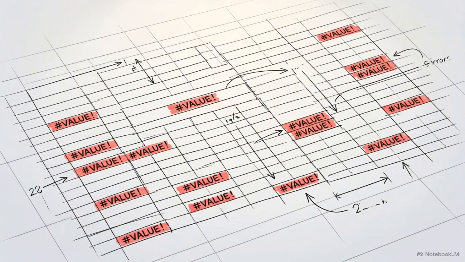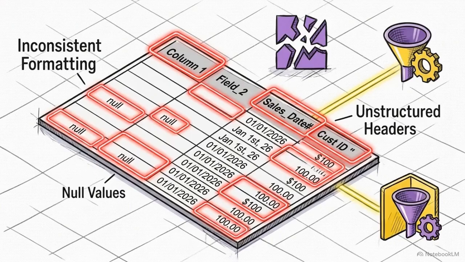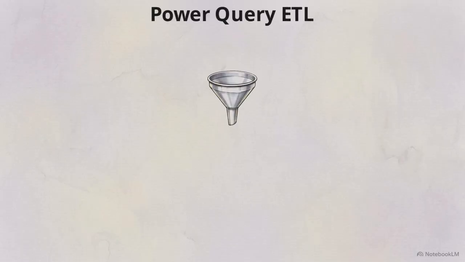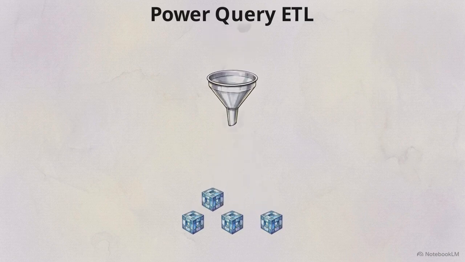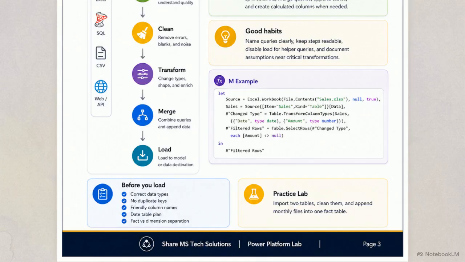Raw organizational data is rarely ready for analysis. It often arrives with inconsistent formatting, null values, and unstructured headers that must be addressed at the source. Power Query acts as the mandatory extract, transform, and load, or ETL, layer. It sanitizes incoming rows and defines data types before they reach the analytical model. The M code language, shown in the syntax block, drives these transformations, replacing manual, error-prone edits.